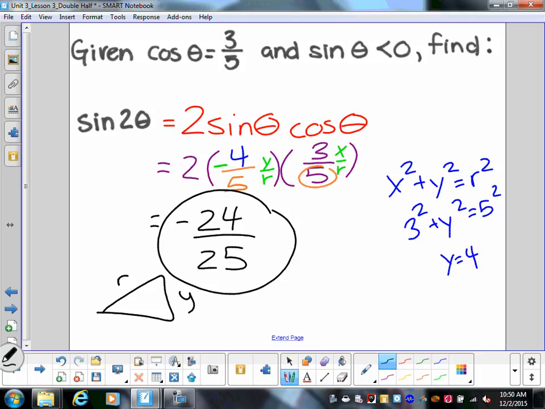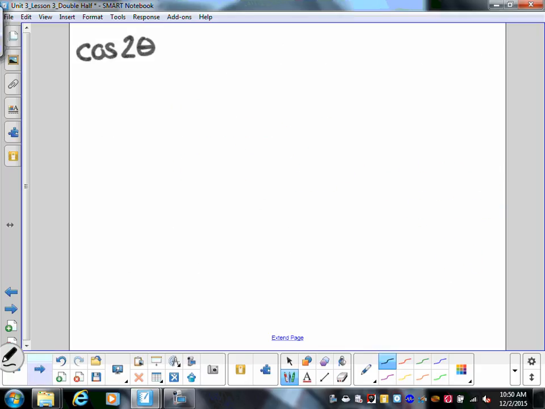Alright, so I'm keeping cosine equals 3/5. Sine is less than 0. I'll say that one more time. Cosine is still going to be 3/5. Sine is less than 0. I want you to find cosine of 2 theta. So how do you know which cosine does it? Do you use any of the three?